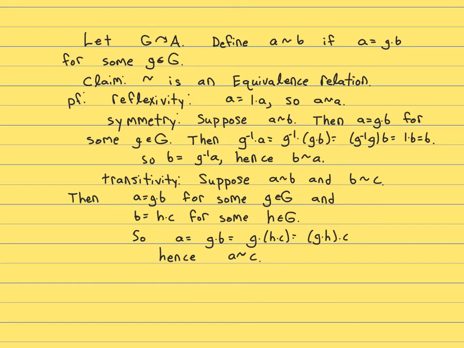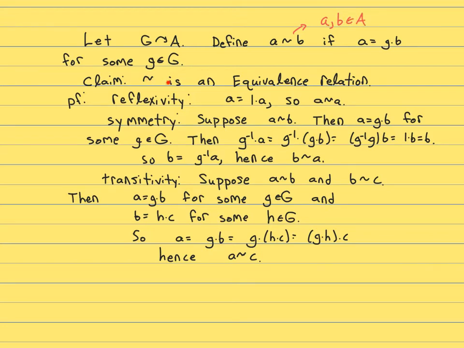Now we are going to define a very famous equivalence relation on group actions called the orbit relation. Suppose we have a group G acting on a set A. We're going to say little a and little b are related if a is equal to g dot b for some group element g. Note here that a and b are elements in capital A.